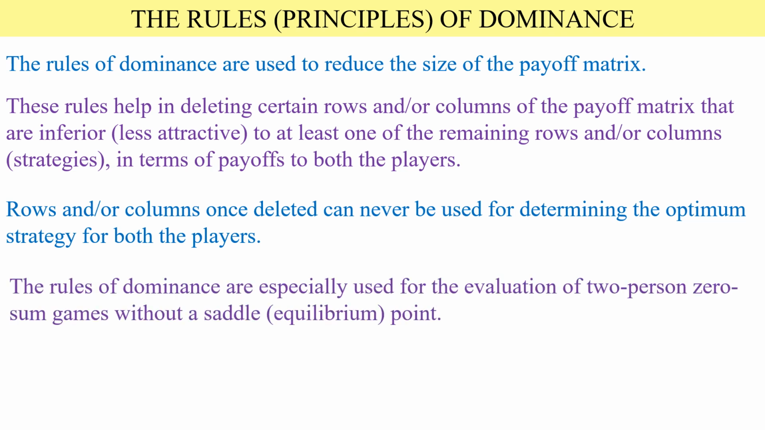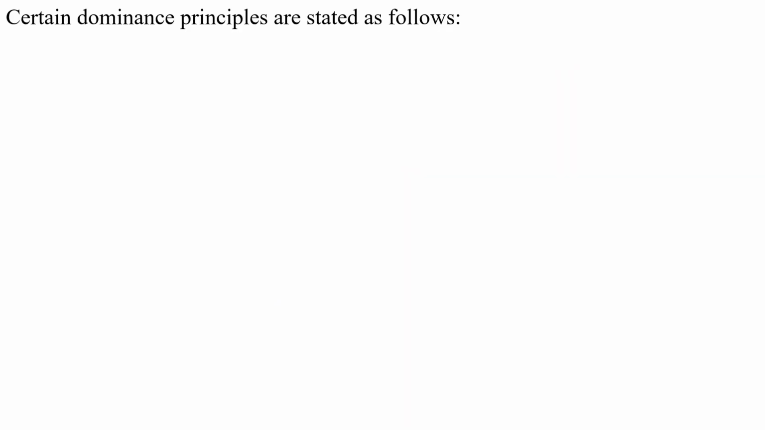These rules of dominance are especially used for the evaluation of two-person zero-sum games without a saddle point. So, first you have to check if the given game has a saddle point or not. If the game has no saddle point, then we have to apply these dominance rules and reduce the size of the payoff matrix. Let's see the dominance principles.